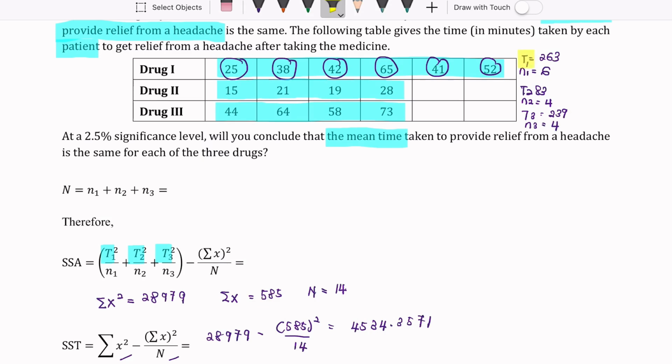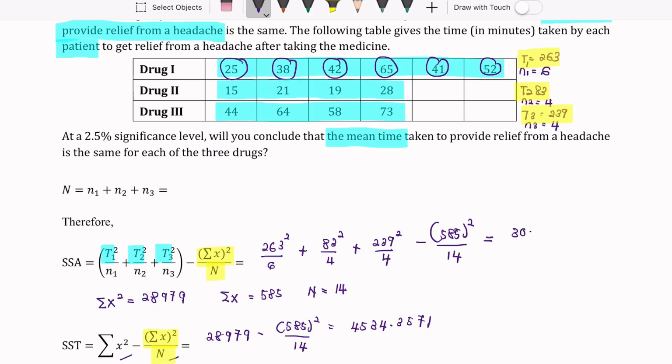You replace these values into the formula, then you will have 263 squared over 6 plus 83 squared over 4 plus 239 squared over 4. For the second term of the treatment sum of squares, it is the same as in total sum of squares. So I just replace the value. We have 585 squared over 14. And we solve this one, we will have 3086.0238.